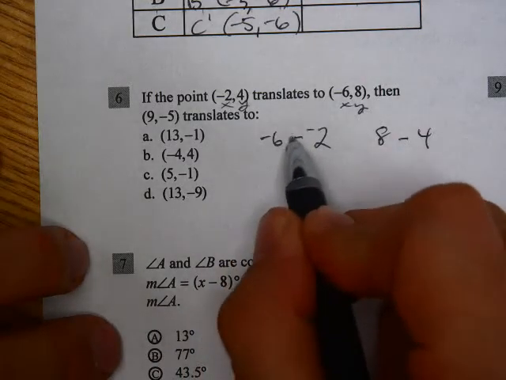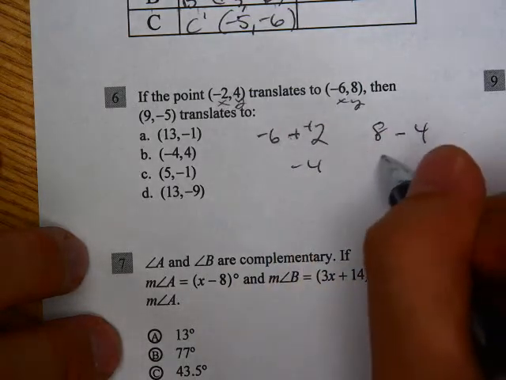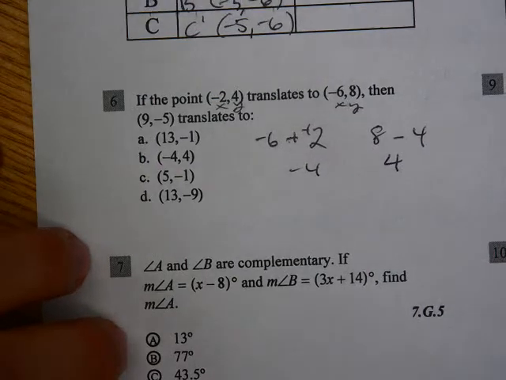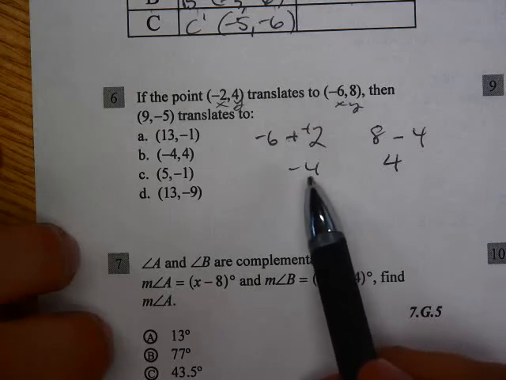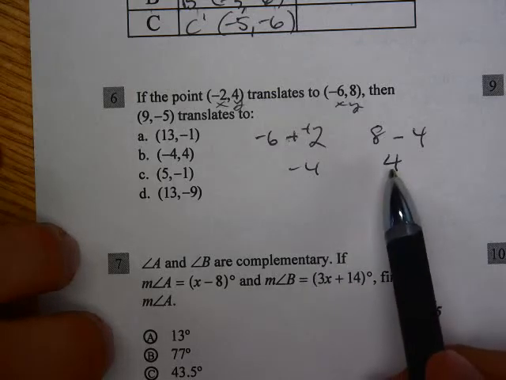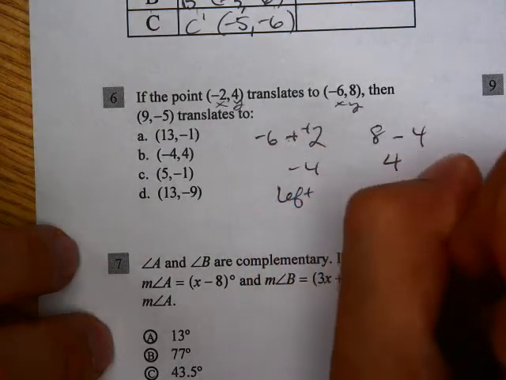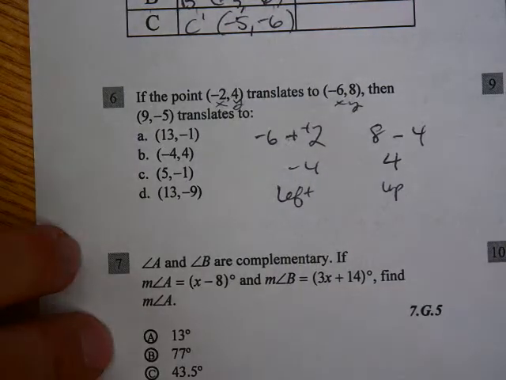Negative 6, this changes to plus, I get negative 4. 8 minus 4 is positive 4. So really what this is saying is that this point is moving negative 4 on the x-axis, which is left 4, and positive 4 on the y-axis, which is up 4. So that would be left 4, up 4. If this was positive, it would go right. If this is negative, it would go down.